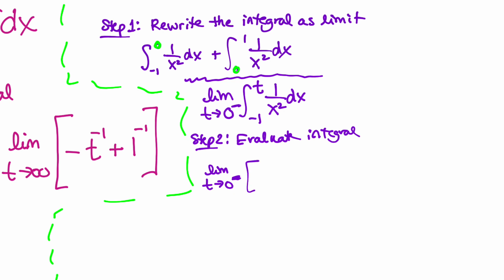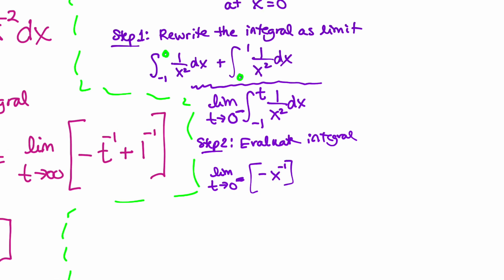You're going to evaluate this down. We've already done it several times, so I'm simply going to skip a lot of the steps, and I'm going to go straight from 1 over x squared is x to the -2, antiderivative is -x to the -1, limit as t goes to 0 of this, and so now once we evaluate the integral, this becomes the limit as t goes to 0 from the negative side of -1 over t plus 1.